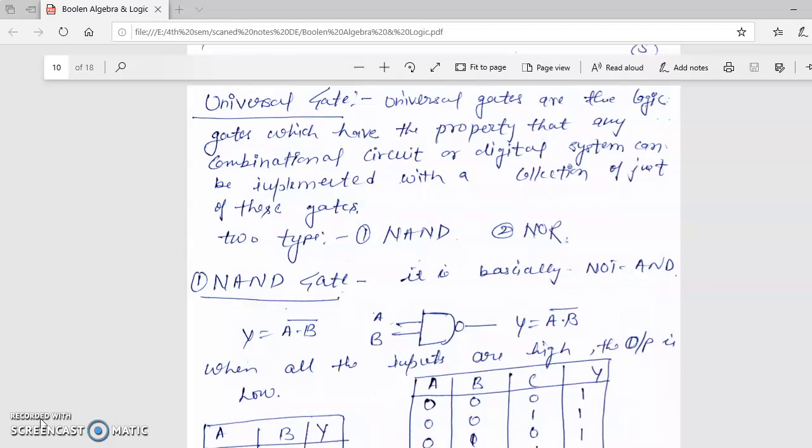In the last video we became familiar with logic gates. First of all, we became familiar with the basic gates: AND gate, OR gate and NOT gate. Now in this video we will become familiar with the universal gates, that is NAND and NOR. Universal gates are those gates which have the property that any combinational circuit or digital system can be implemented with a collection of just these gates.